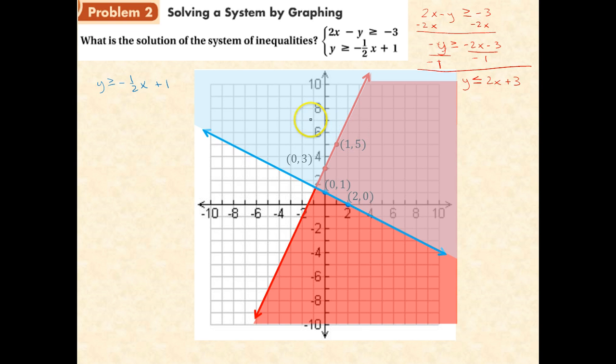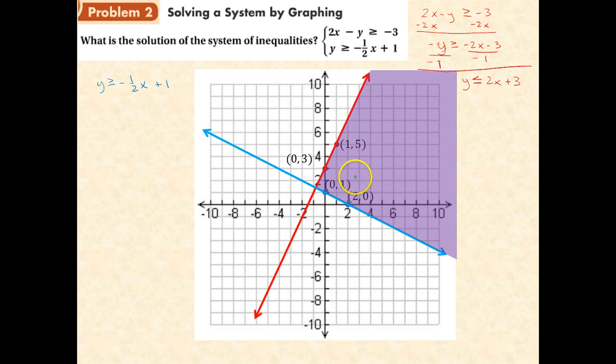And now wherever the red shading and the blue shading overlap is the solutions to the system. So this area is both greater than or equal to the line negative 1/2 x plus 1, and it's less than or equal to y equals 2x plus 3. So this purple area is where all of our solutions are.